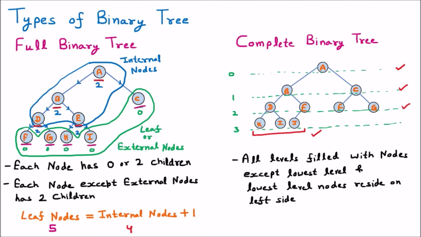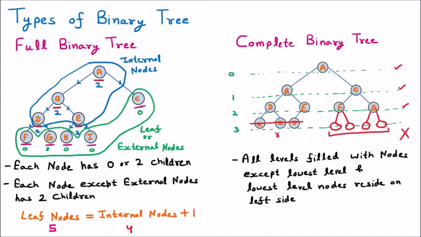I am taking the case where the tree will not be a complete binary tree. Let us suppose that these nodes, H, I and J, are not available, and instead we have the nodes on the right hand side like this. Now if we check the condition, all levels are filled with nodes, true, the top 3 levels are filled. Talking about the bottom level, the nodes should reside on the left hand side, but on the left side there is no node, the nodes are on the right hand side. So sorry, this condition is not fulfilled. This is not a complete binary tree.